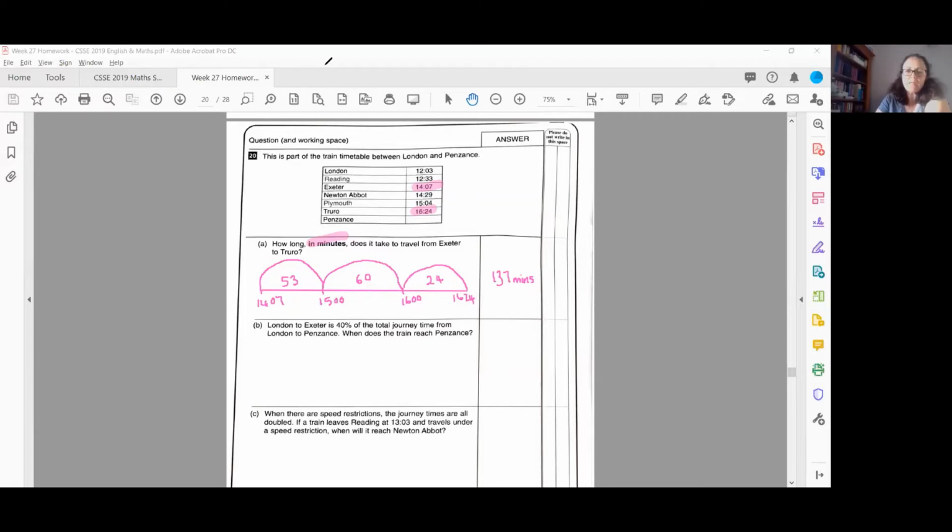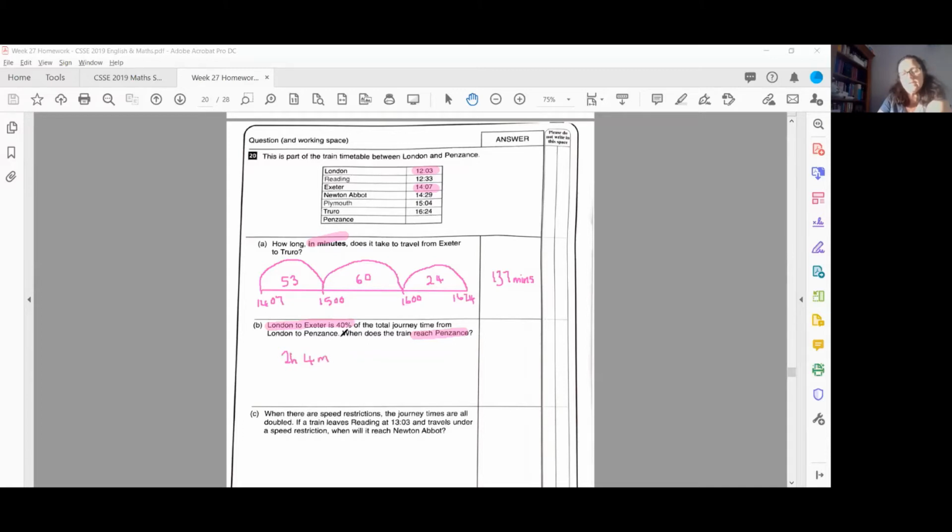Now, the next bit tells us that London to Exeter is 40% of the total journey time from London to Penzance. So when does the train reach Penzance? So we need to go back up. I'm just going to clear off my markings here and highlight here. So London, we leave at 12:03 and we arrive in Exeter at 14:07. So again, this one's quite easy because 12:03 to 14:07 is 2 hours and 4 minutes.